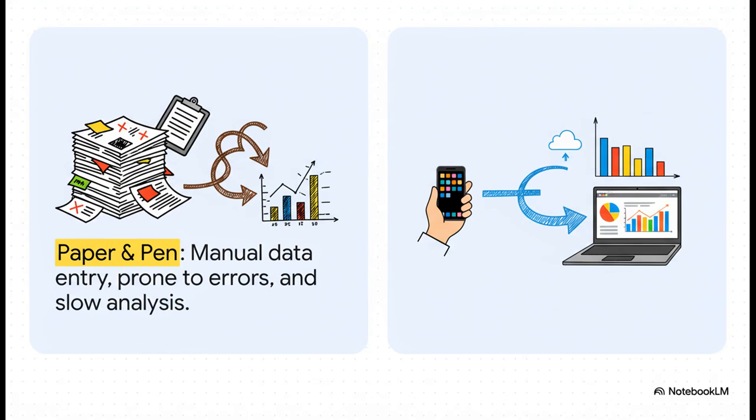For so long, the process looked like what you see on the left there. Clipboards, pens, mountains of paper. This meant hours and hours of slow, manual data entry, which is a perfect recipe for mistakes. Now, the KoboToolbox way, on the right, it just transforms everything. You use the smartphone, you collect the data right in an app, even when you're offline, and it syncs directly to a dashboard for instant analysis. The difference in speed and accuracy is, well, it's a total game changer.